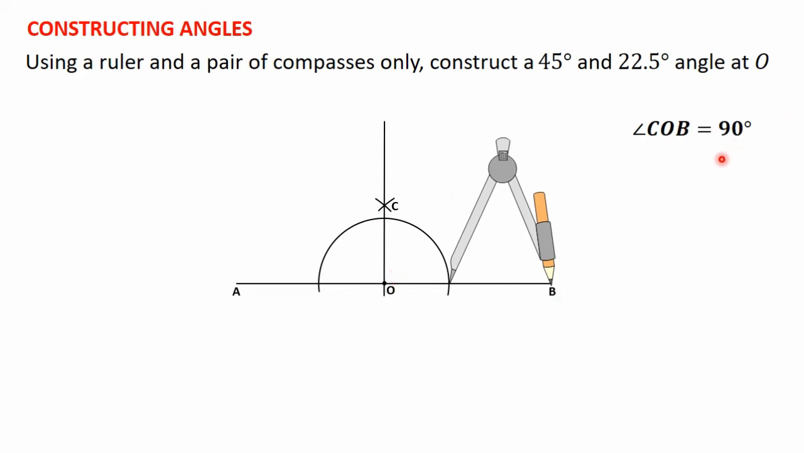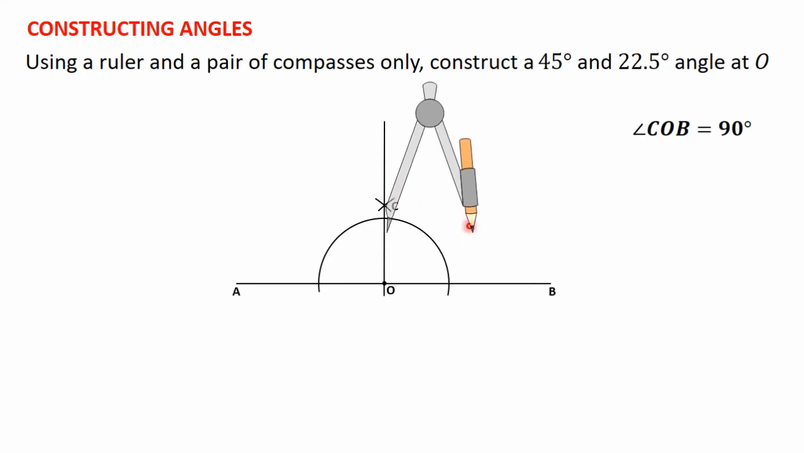We learned how to do this in the previous video. Now we have the 90 degrees angle. To get the 45 degrees angle, we will have to bisect the 90 degrees angle. The 90 degrees angle is formed between the line OC and the line OB. So to bisect the 90 degrees angle, we move the needle of the compass from this point to this point, which is the point of intersection between the line OC and the semicircle. Then after that, you turn the compass and you construct an arc like I've done here.